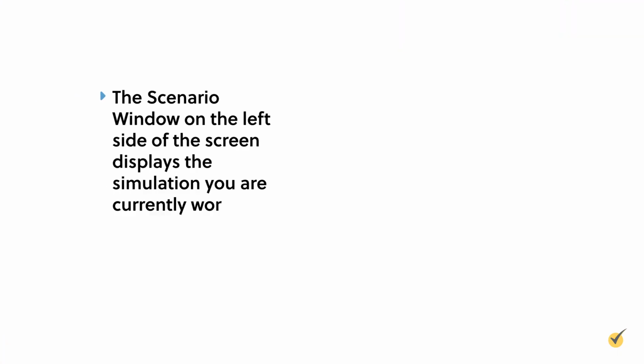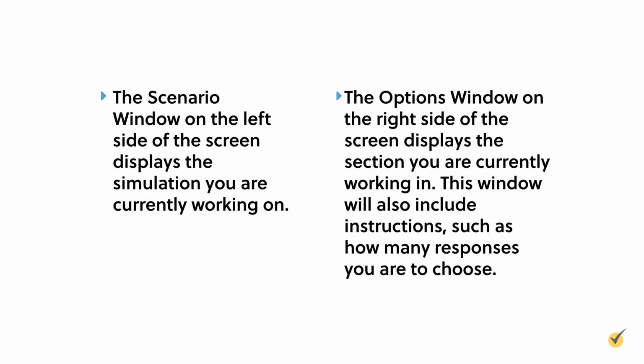If you prepared for the NCMHCE exam by taking a practice exam, you should be familiar with the examination screen, which includes 2 windows. The scenario window on the left side of the screen displays the simulation you're currently working on. The options window on the right side of the screen displays the section you're currently working in. And this window will also include instructions such as how many responses you are to choose. Once you've submitted a response, you cannot unselect it, as your submission reveals information about that selection. To review previous sections and feedback for responses, go to the top right-hand portion of your testing screen. Here you'll be able to view a review screen of your progress on the current case.